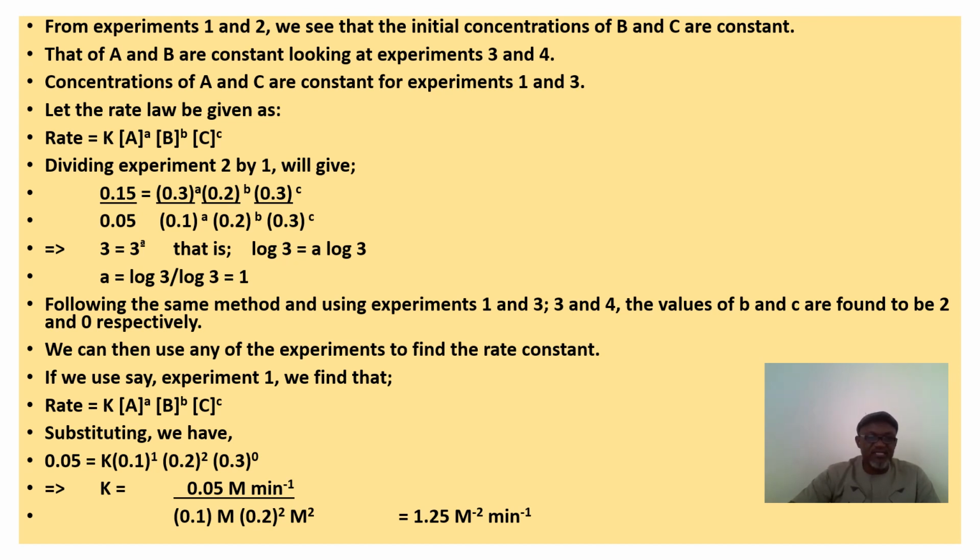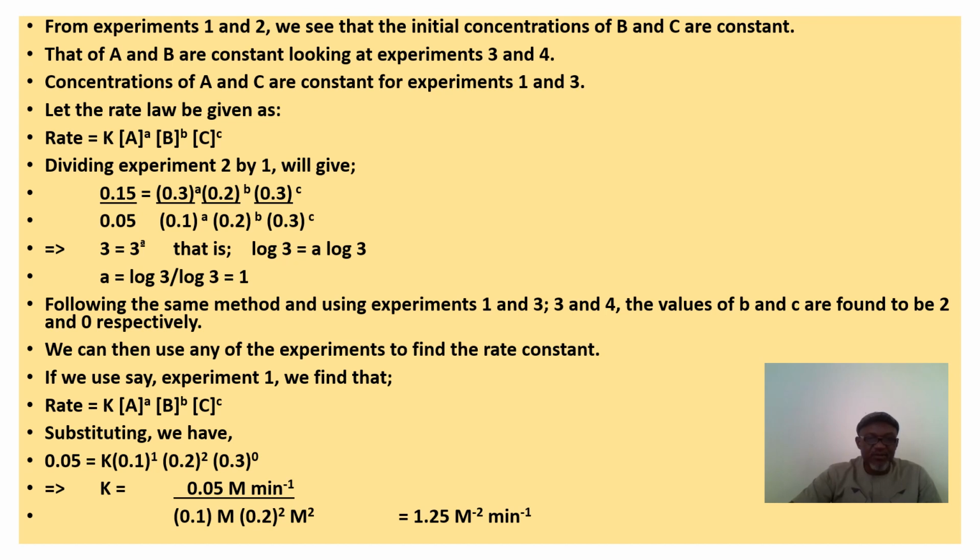Now what is remaining is k. Since we know the rate in the table and we know the concentrations, we can use any of the experiments. Whether you use experiment 1, 2, 3, or 4 to solve, you will get the same value.